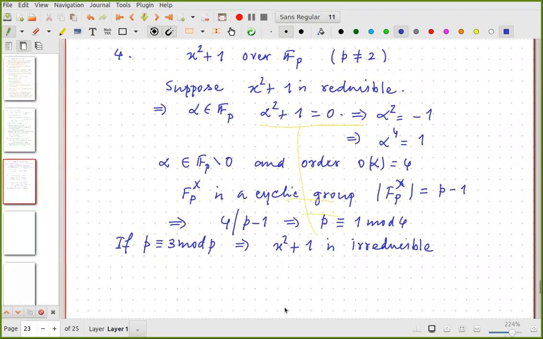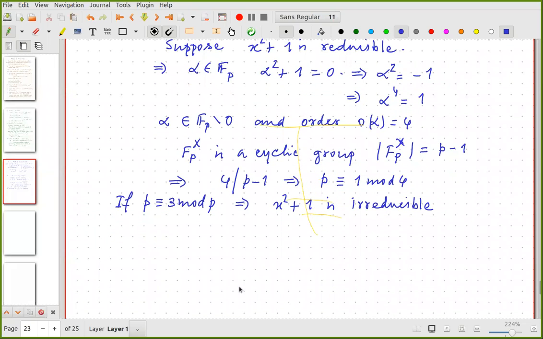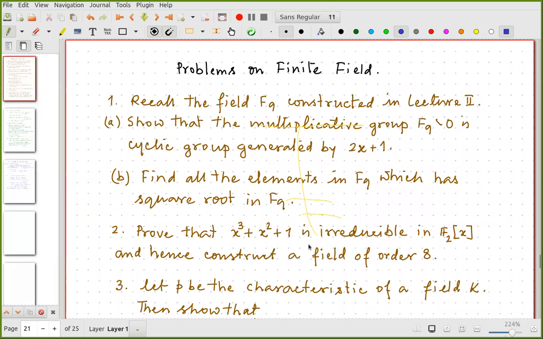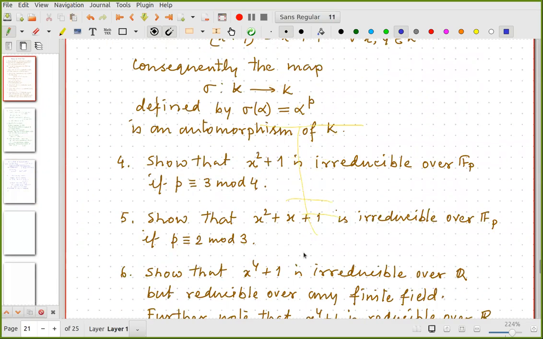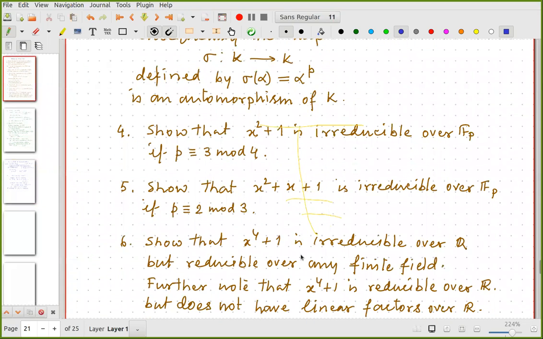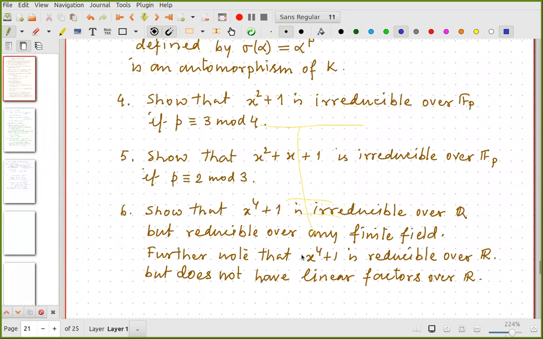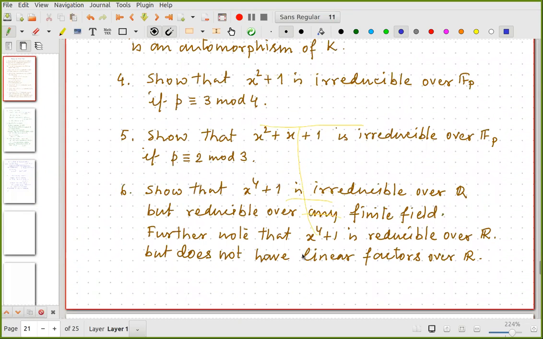Same for the other polynomial. I'll do that too. I keep forgetting the polynomial. Let me just recall that: x square plus x plus 1.